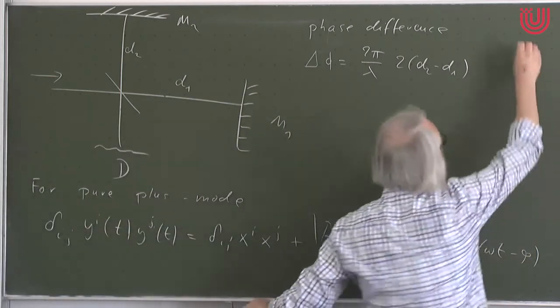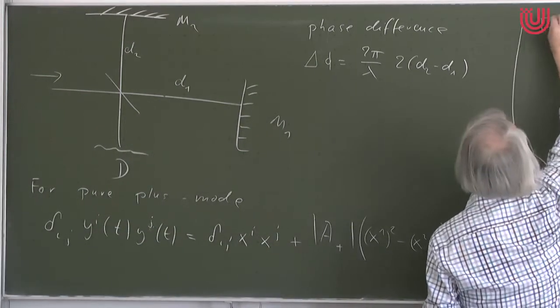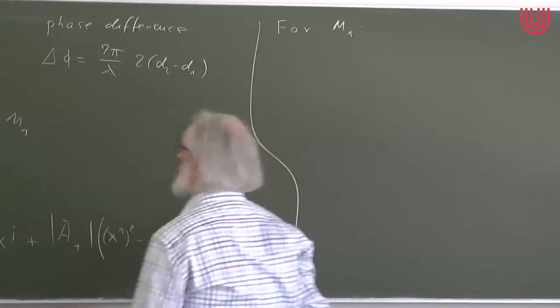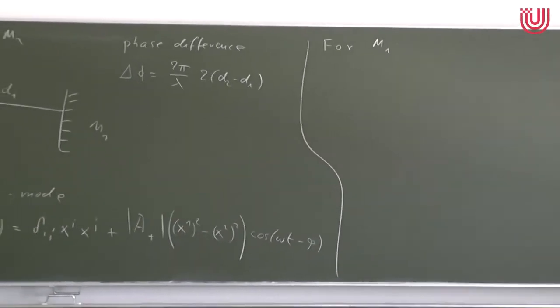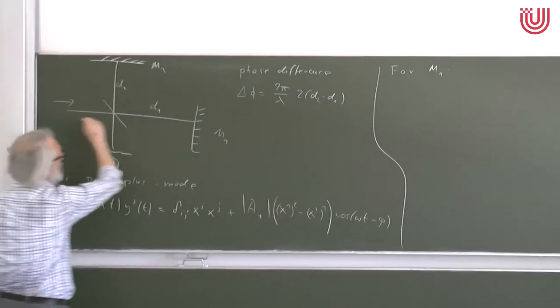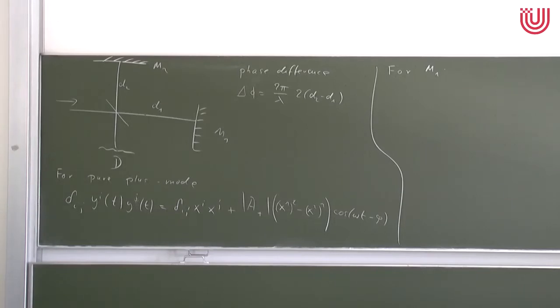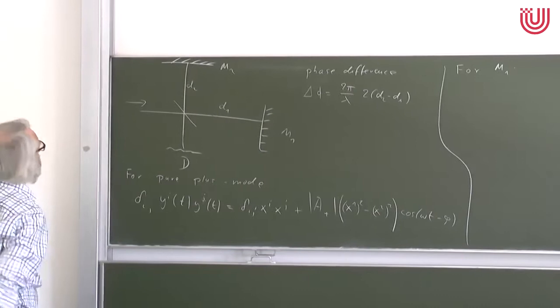So for mirror 1, we have the following coordinates. We choose our coordinate system in such a way that this is the x1 axis, this is the x2 axis, and the x3 axis then comes out of the board or goes into the board. Let's see, 1, 2, no, it comes out of the board then.